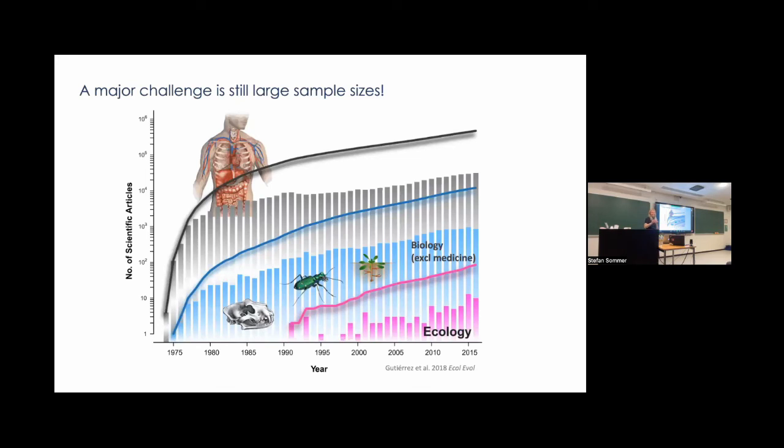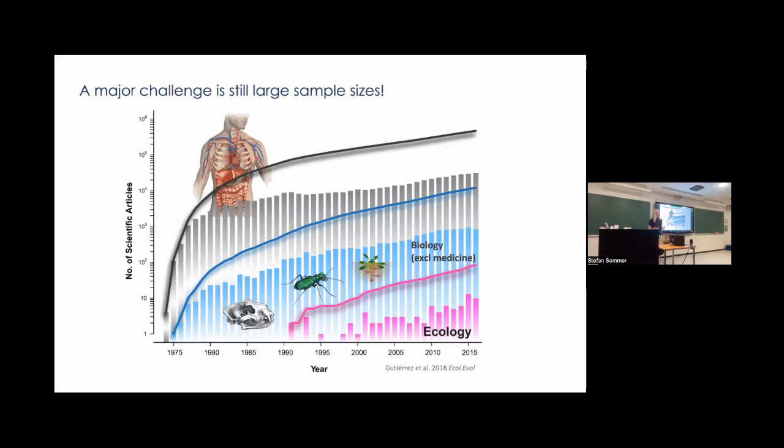So I just want to end, I'll take a couple minutes, that I still think the outstanding challenge, and we've kind of danced around this over the course of a few days, is large sample sizes. If we just look at the number of scientific articles in the past decades that include CT, we see that the top one is biomedicine. Obviously, that's been going on for a while. Biology at large, that's excluding veterinary and human medicine. But ecology is still really down there.